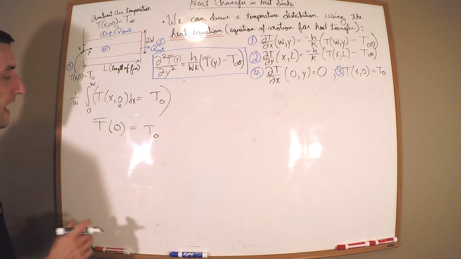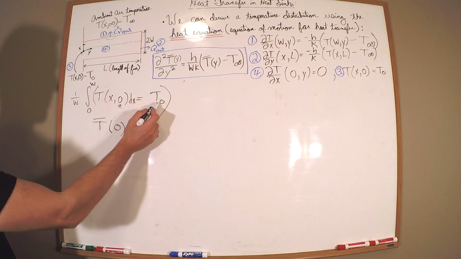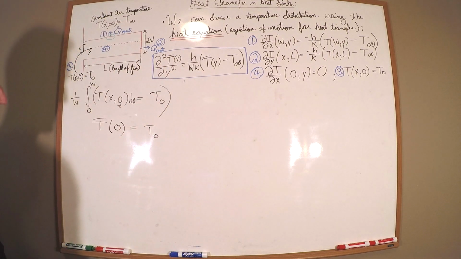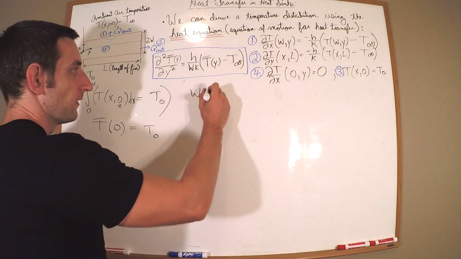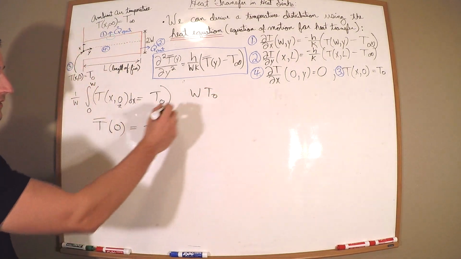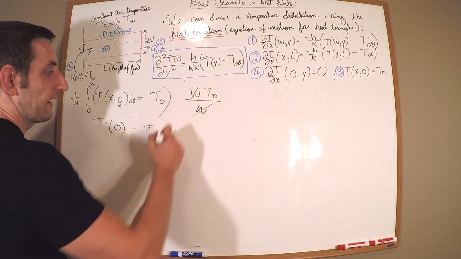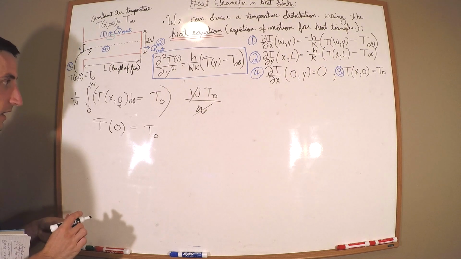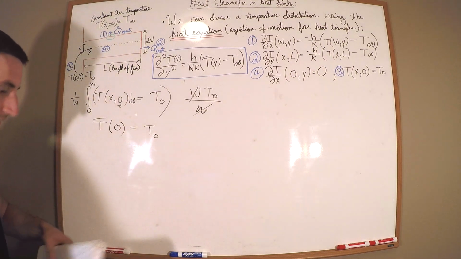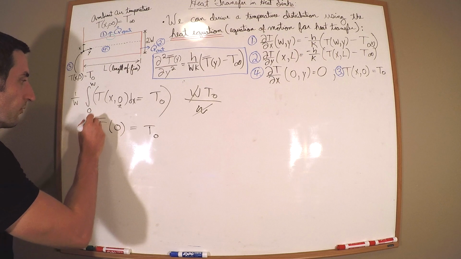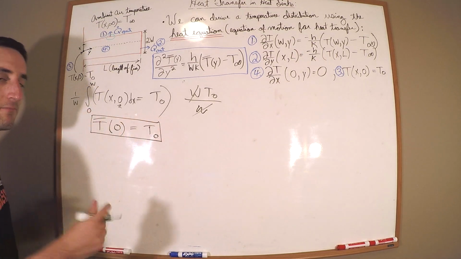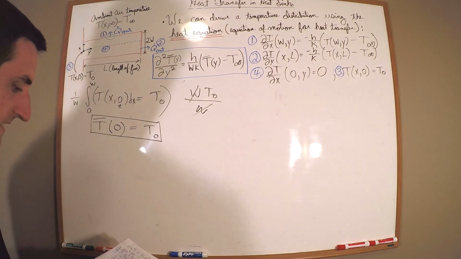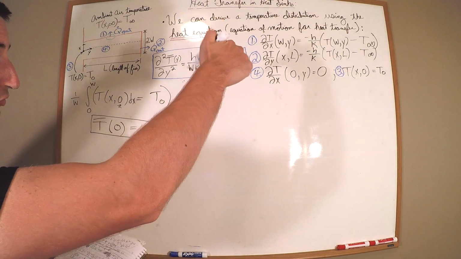T naught. Now, we are averaging this guy, but since it's the same, basically what happens is you get W T naught, right? That's a constant, over W. That cancels. You end up with the same result, okay? So that's a boundary condition we got. Super easy, straightforward. I didn't really have to do it, but I like you guys, so I wanted to work through it.